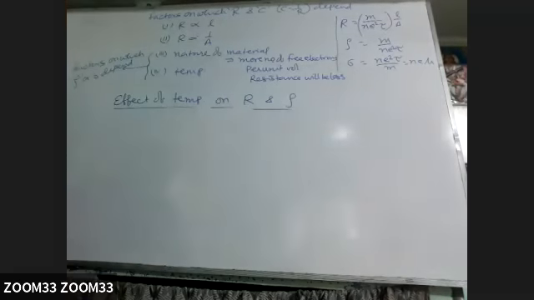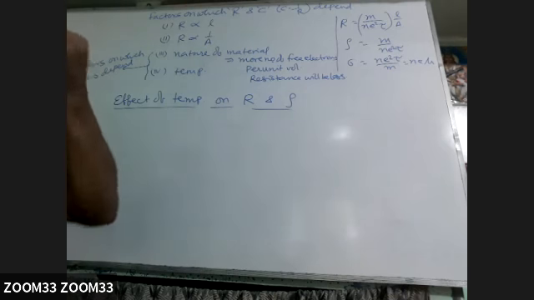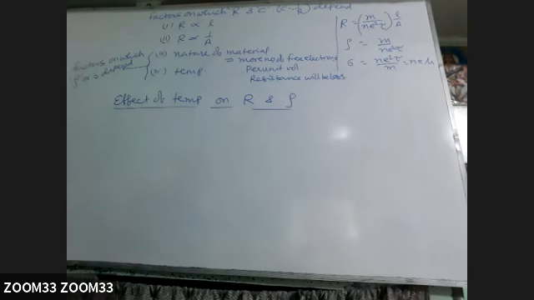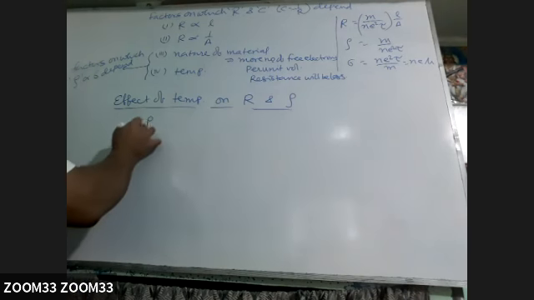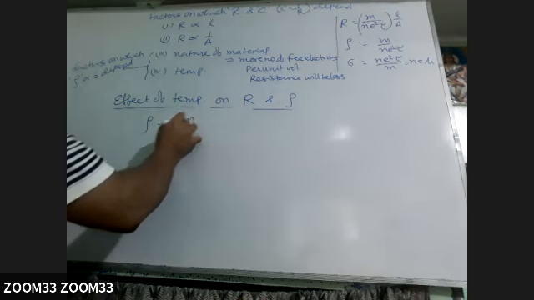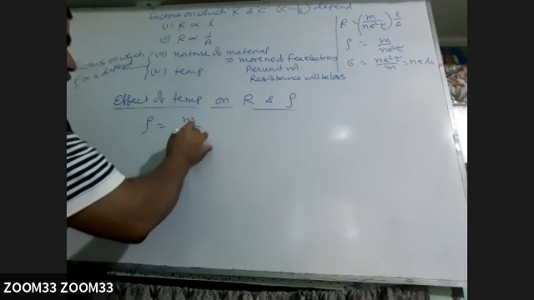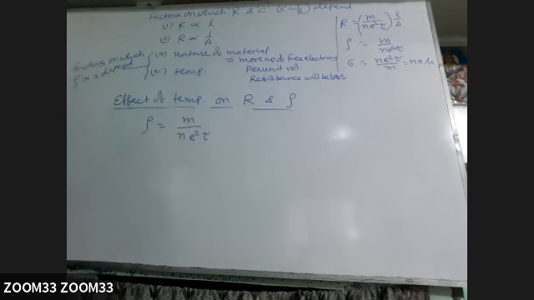So mainly, if the resistivity is more, resistance will be more. So mainly we are going to discuss this resistivity: how resistivity will be affected by the temperature. So I know this rho is m over n e squared tau. So if tau is more, resistivity will be more, provided there is no change in n.